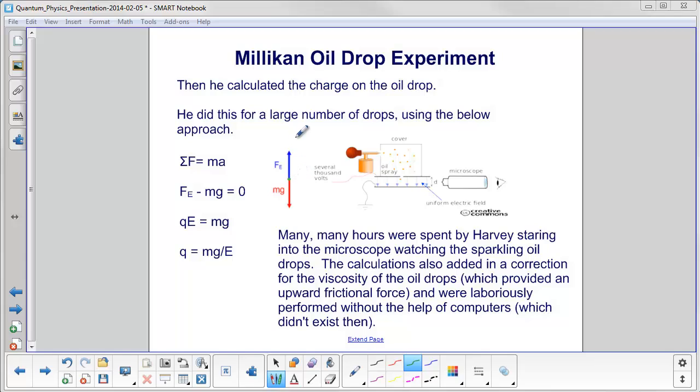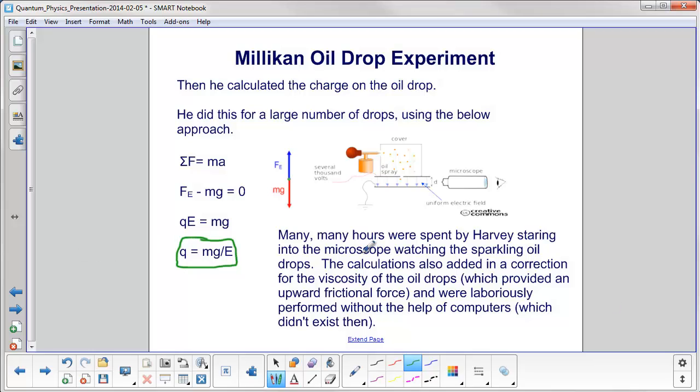We've got the electric field going up, delivering a force up, the gravity pulling it down. So we have the electric force minus mg equals 0. And we have, this is the charge now on the individual oil drops, and it's mg divided by E. And we know all these quantities. So many hours were spent by Harvey staring into the microscope watching the sparkling oil drops.